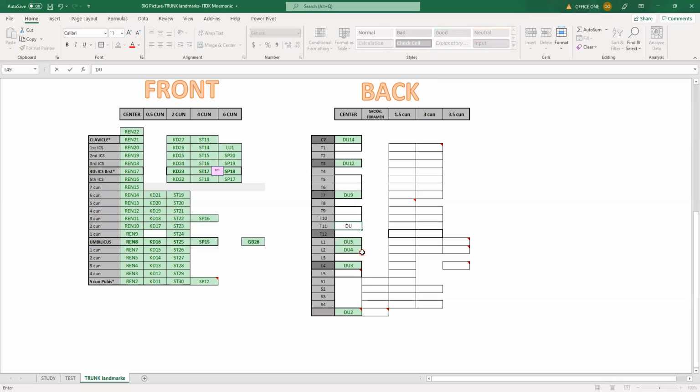So Du 6. The way that I remember Du 6 is at the level of T11 is because if you move to the 1.5 soon lateral, at the level of T11, we have UB20, which is the back shu of the spleen.